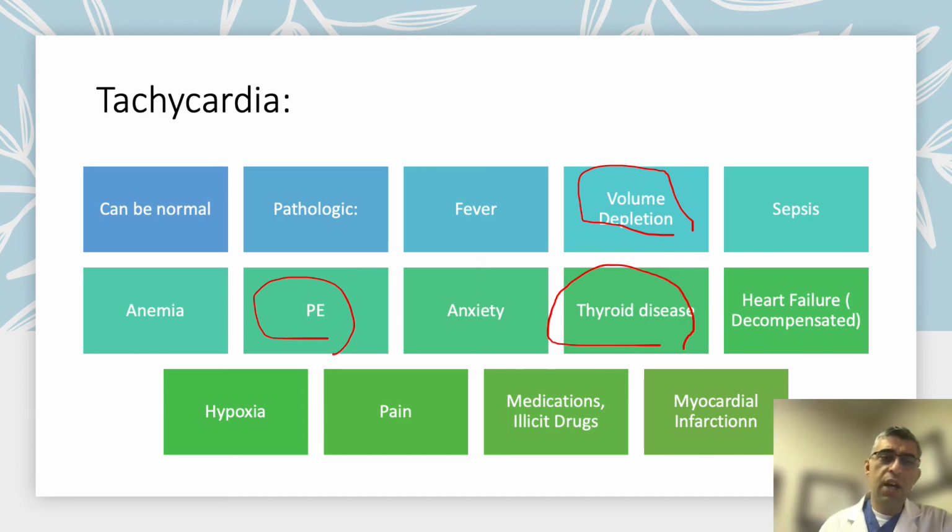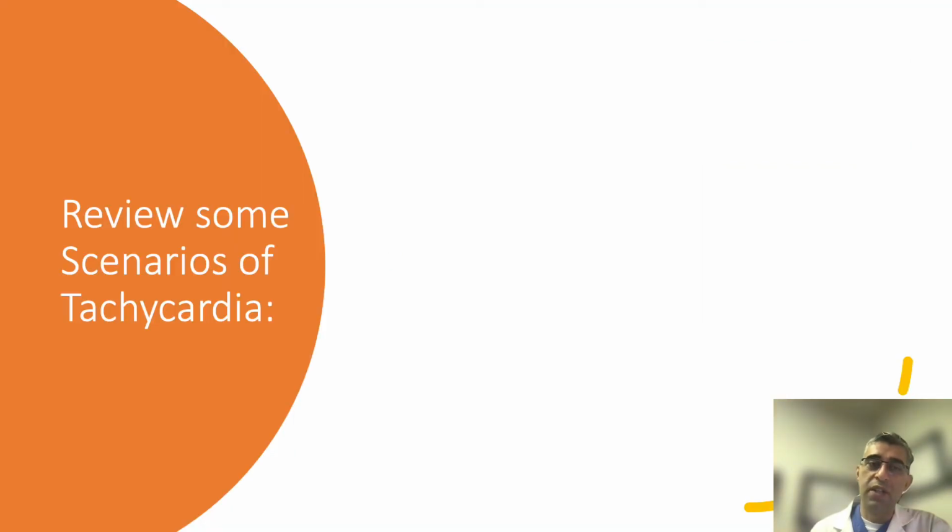Any time we have hypoxia, oxygen goes down, somebody has asthma, COPD, pneumonia, oxygen goes down, the heart rate goes faster in order to compensate, making more blood circulation. Pain always causes the heart rate to go up. Medications, we'll talk about it. A lot of illicit drugs can cause the heart rate to go faster. People smoking marijuana, or using cocaine or amphetamine-based drugs, can cause that. And myocardial infarction is always one of the sources of the problem, causing an elevated heart rate.